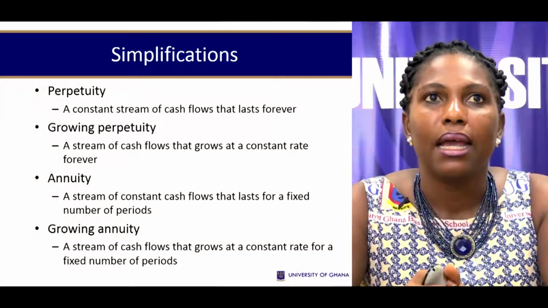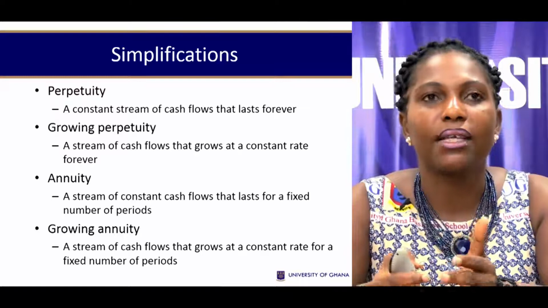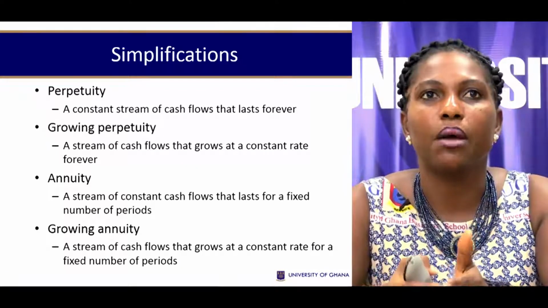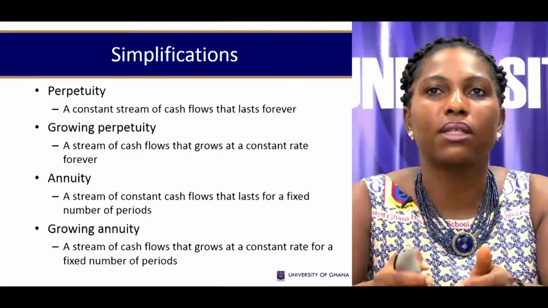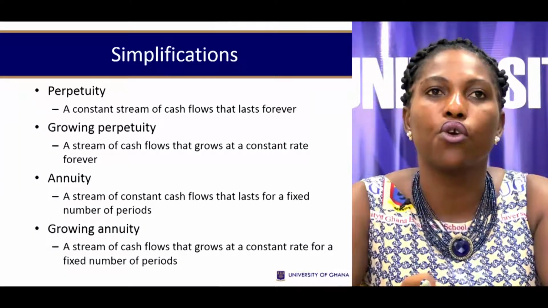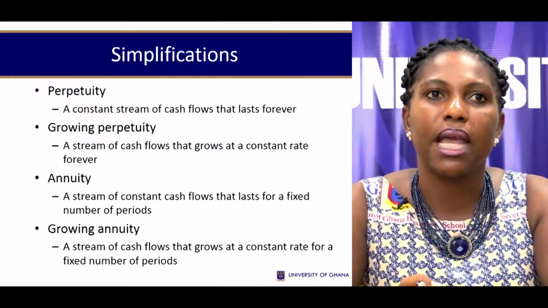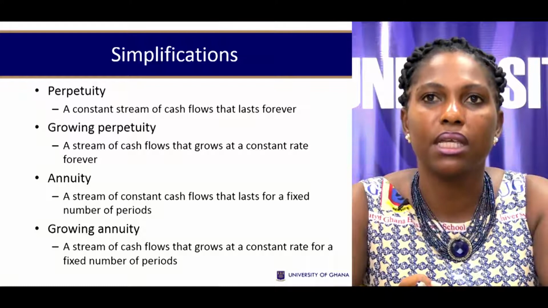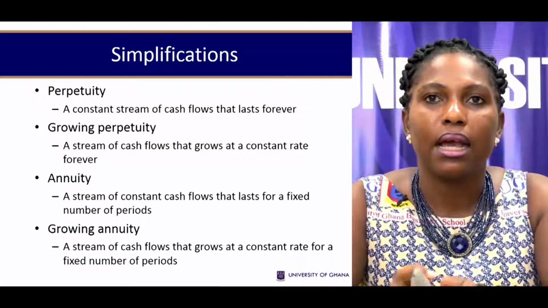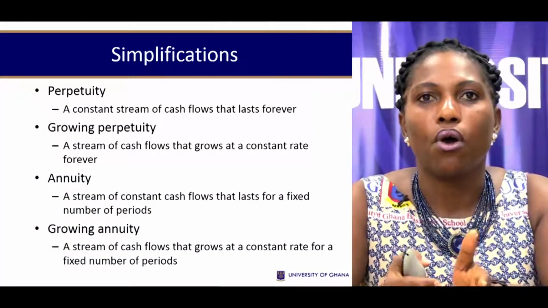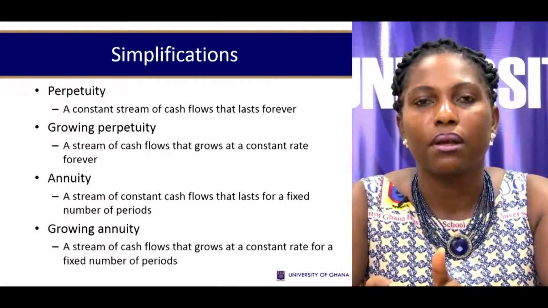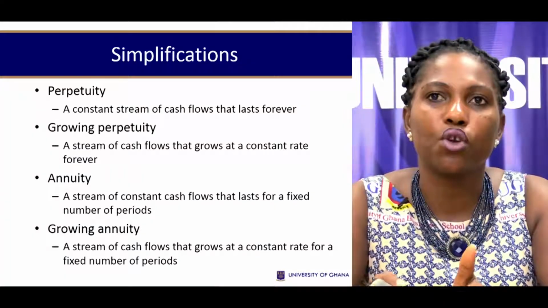Now, you may have a case where it is a perpetuity, but it grows at a constant rate. So we call that a growing perpetuity. And in the same way, we can have a growing annuity, which is not going to be for an indefinite period, but for a fixed period of time during which we get it.